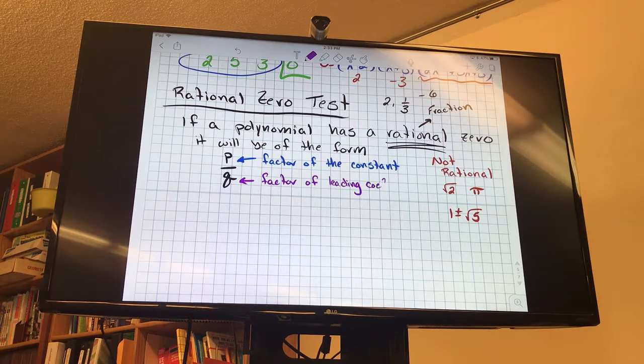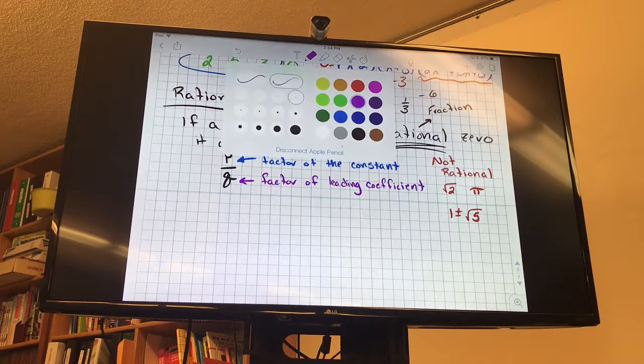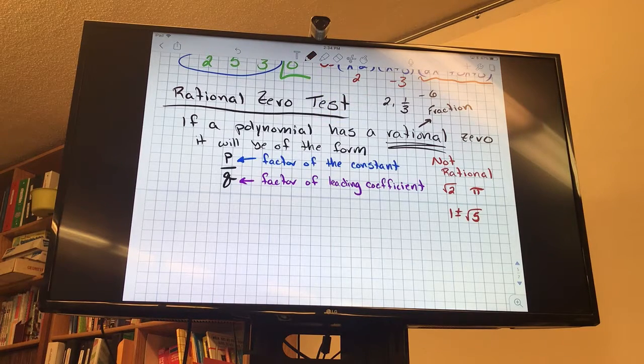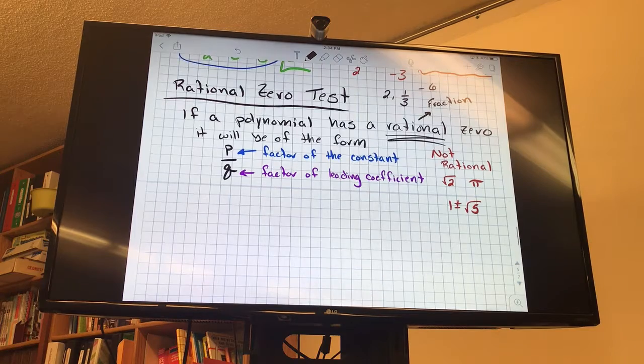No one's going to ask me what a constant is? It's the plain old number in a polynomial that doesn't have x on it. What's the leading coefficient? The number in front of the first, highest degree term. So if a polynomial has a rational zero, it will be of the form P over Q, where P is a factor of the constant and Q is a factor of the leading coefficient. If it has one, that doesn't necessarily mean it will.